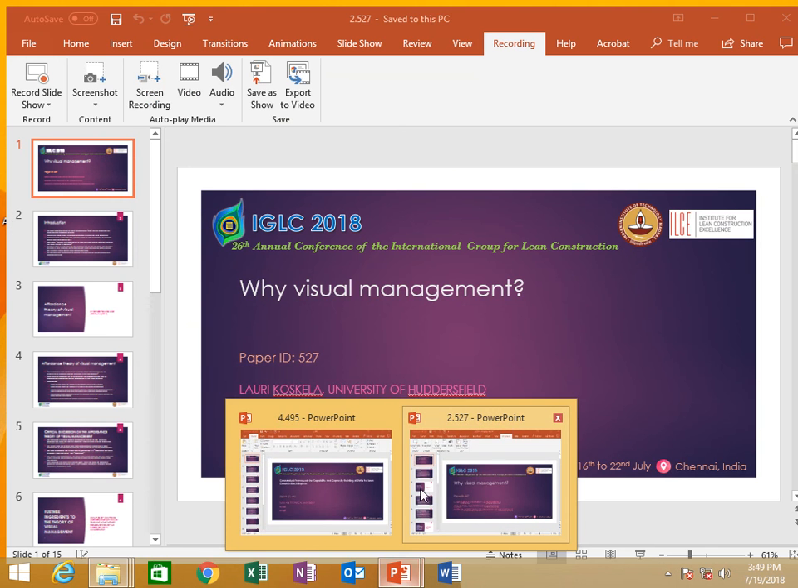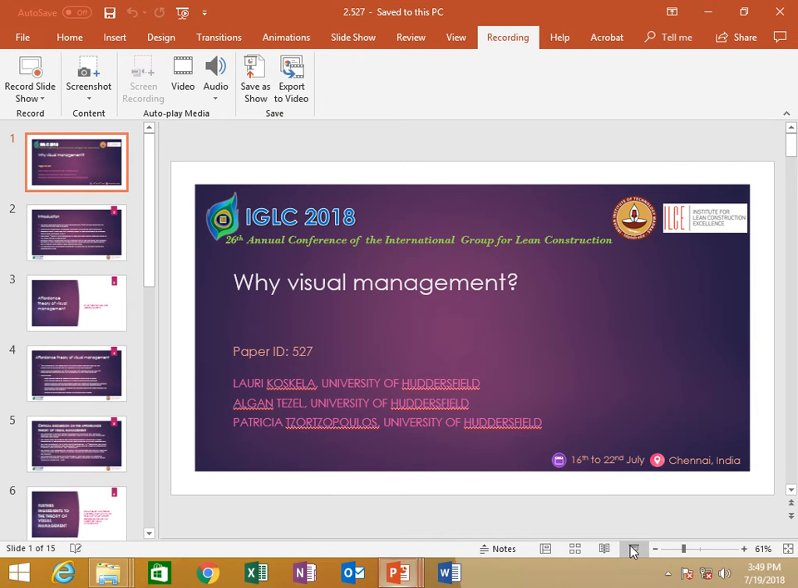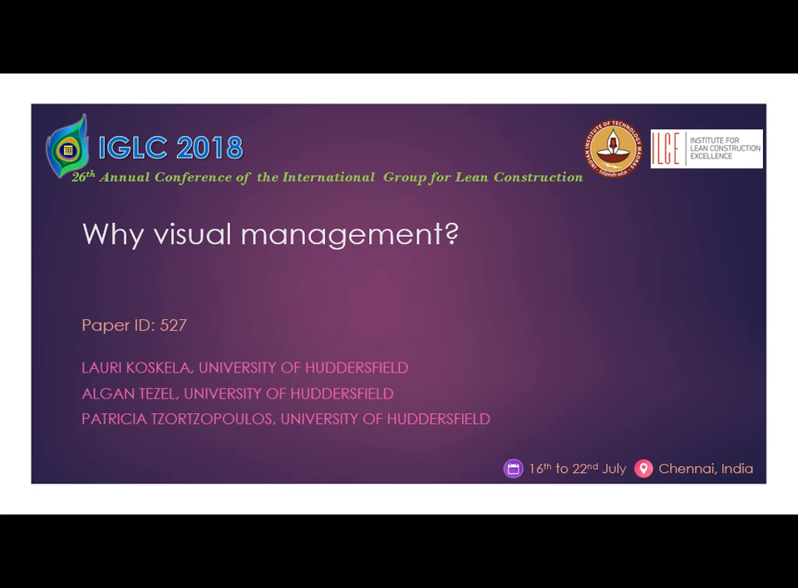So, why visual management? This is a paper by me and Algan Teesel and Parisha Tsotsopoulos from our university. There has been much interest in visual management, both in practice and academia recently. For extending the use of visual management, design guidelines are needed. But for design guidelines, we need a theoretical understanding of what visual management is, and of course, the why question, which leads to explanation, is a question for theory.